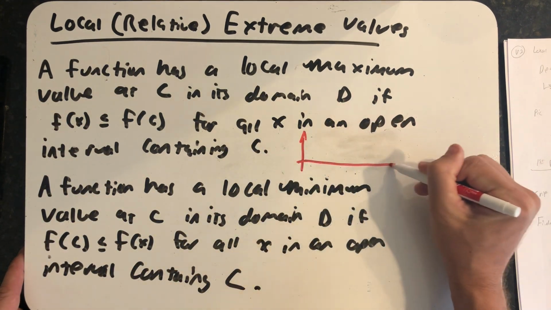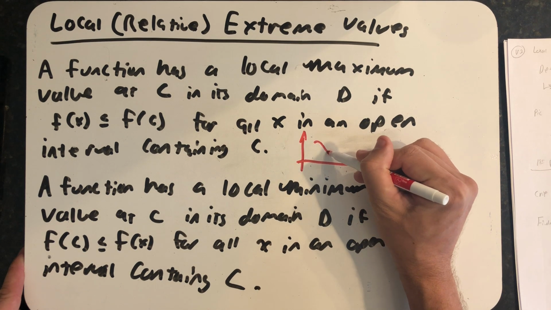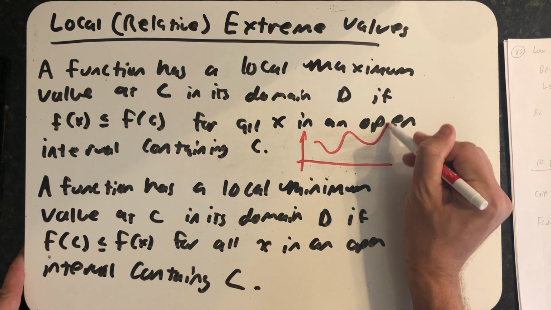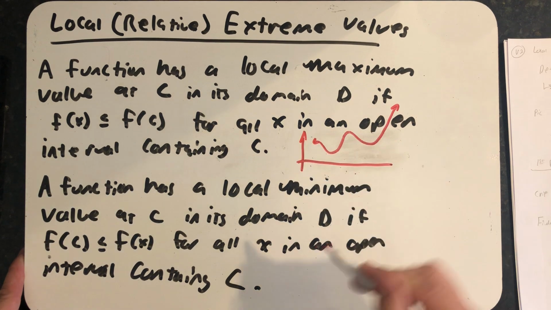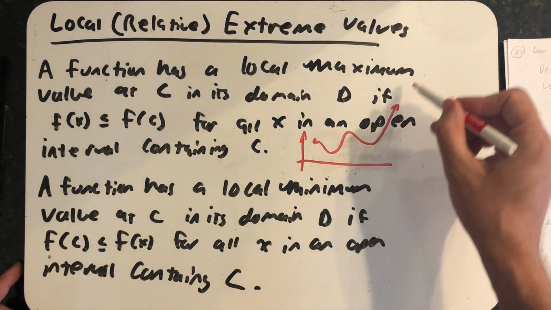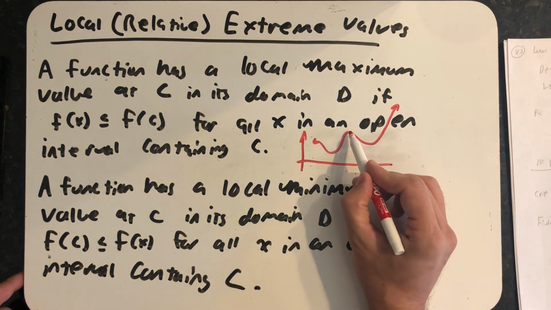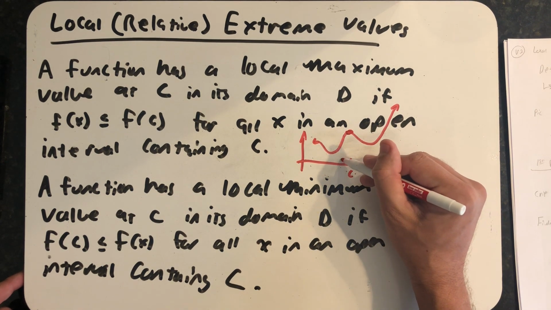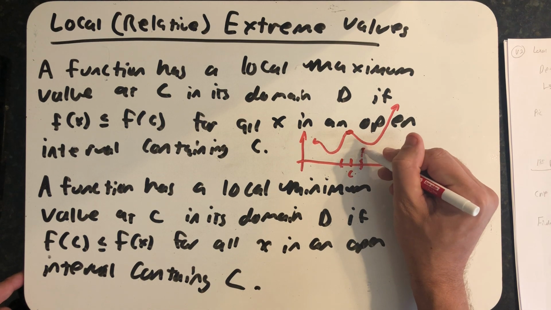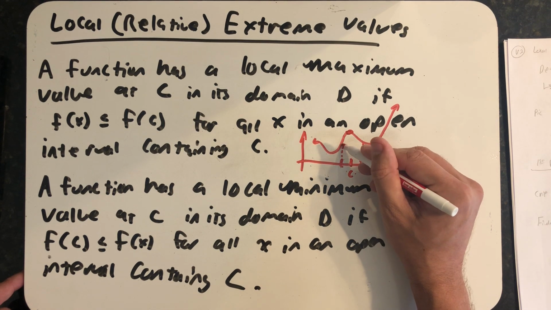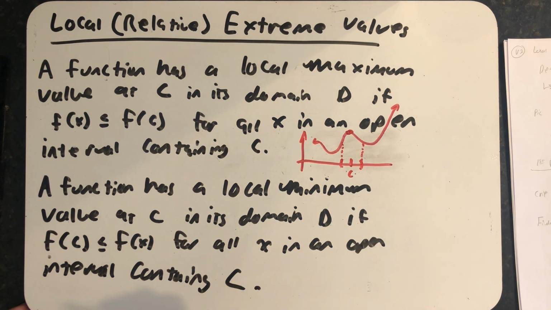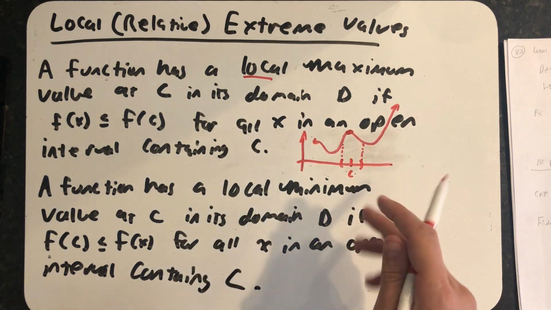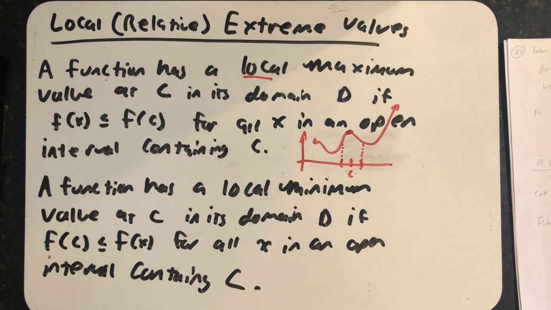For example, if I looked at a function whose graph looked like this, clearly I'm not going to have an absolute max. It goes on forever. But if I looked at this point right here at some value c and only looked at a small open interval, and looked at the y values on that open interval, then this is the highest point in that open interval, making it a local maximum. It's only a maximum if I look close to it.